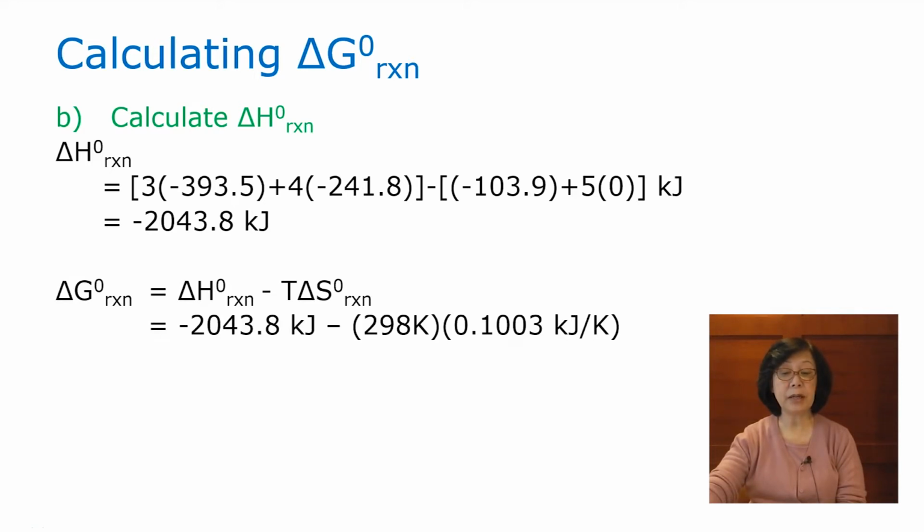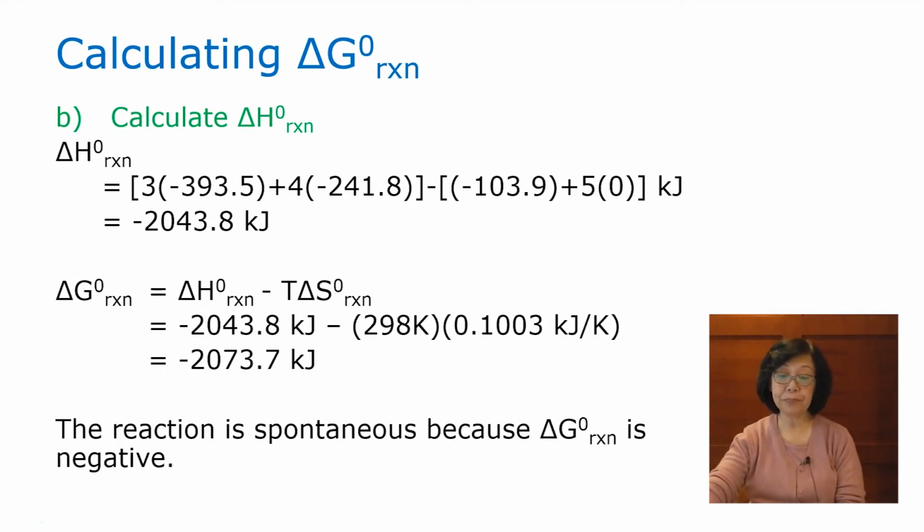which is negative 2043.8 kilojoule, minus the temperature at room temperature, 298 Kelvin, times 0.1003 kilojoule per Kelvin for the standard entropy change. And the Gibbs free energy is calculated as negative 2073.7 kilojoule. That means the reaction is spontaneous because delta G0 is negative.